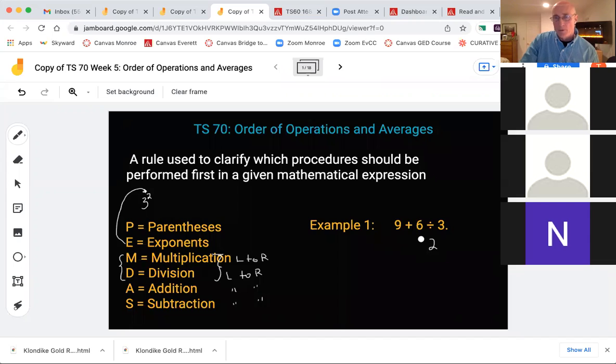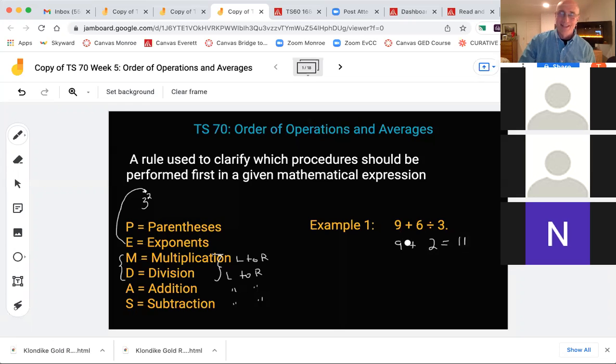So in the order of operations, I'm going to do the division first. 6 divided by 3 is 2, and then it says plus 9. So 9 plus 2 is 11. All right, I want you to notice something. I got an answer of 11. 6 divided by 3 is 2, plus 9 is 11.